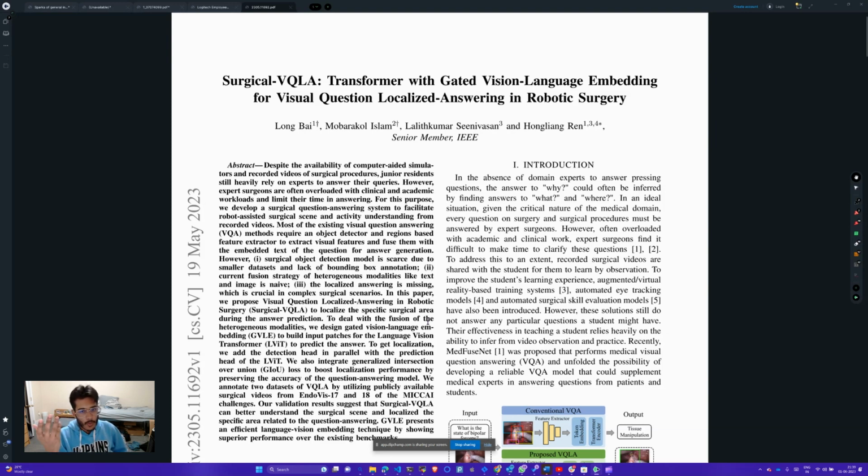What usually happens is these surgical VQLA papers are usually created for medical residents, because they usually ask questions to experts, and experts don't have the bandwidth to answer those questions always. Experts' time is really valuable, and hopefully some of these questions that are redundant, asked a lot and quite obvious to answer can be answered by these language models or vision models or hybrid.